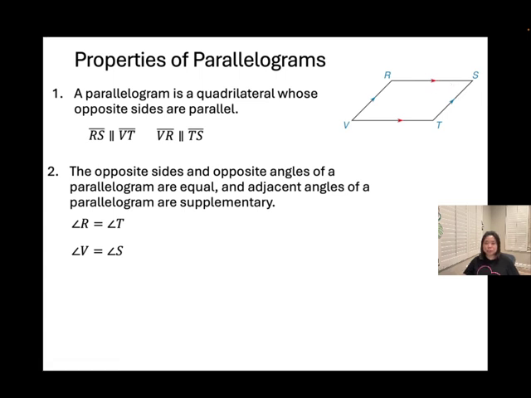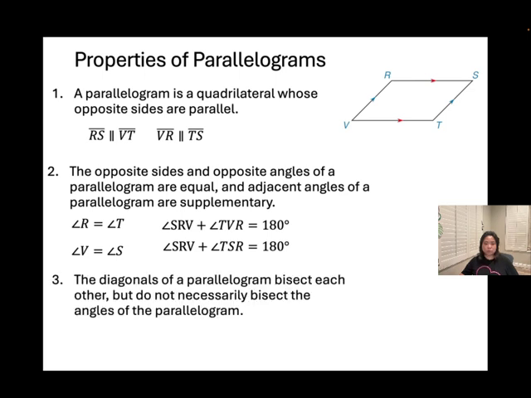And adjacent angles of a parallelogram are supplementary. So adjacent angles, talking about these two, angle R plus angle V will be equal to 180. Or adjacent angles, angle R plus angle S will also be equal to 180. Same idea, angle S plus angle T is going to be equal to 180. Okay, adjacent angles.